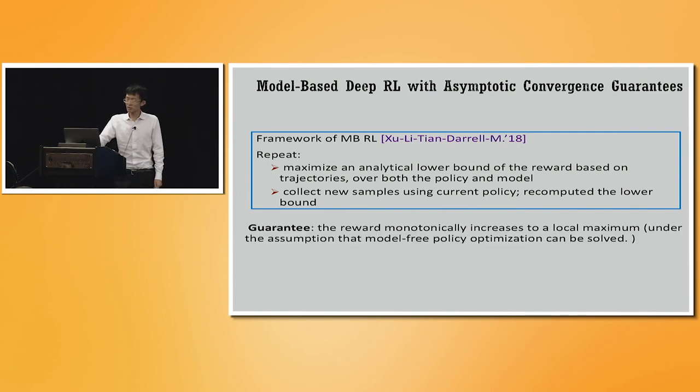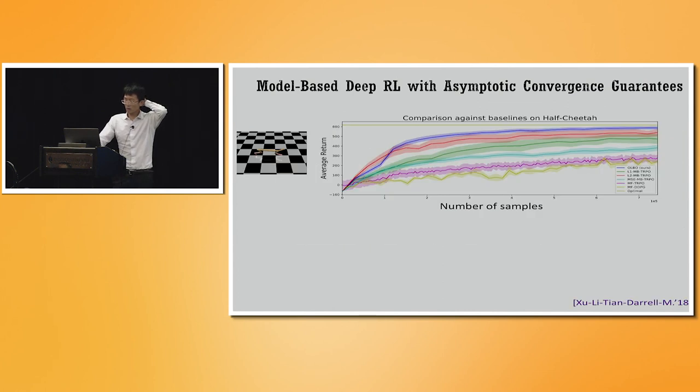I'm not going into details, but the general idea is that with this framework of model-based reinforcement learning, we can show that the reward monotonically increases to a local maximum under the assumption that model-free policy optimization can be solved. And we have tried our algorithm on a MuJoCo benchmark data set.